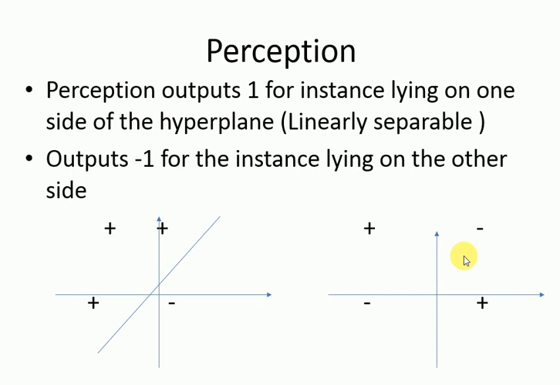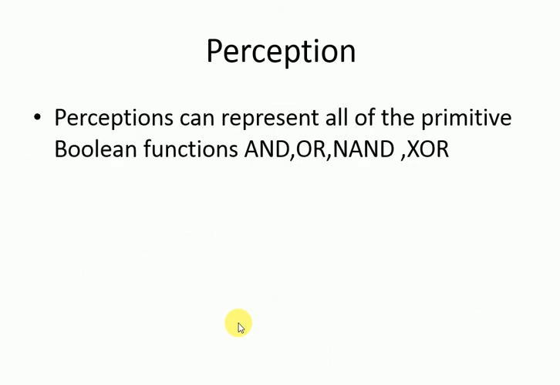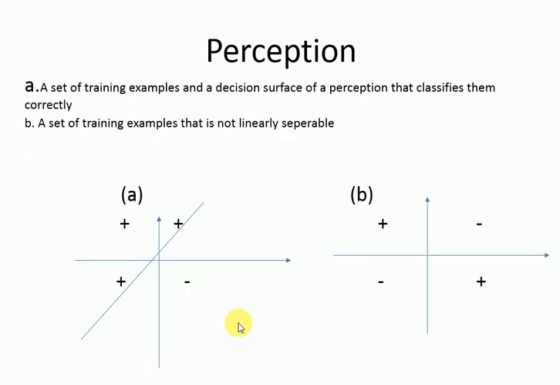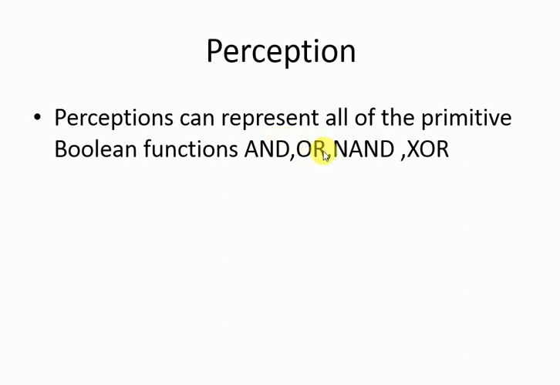Now the perceptron outputs 1 for the instances lying on one side of the hypothesis plane, which is linearly separable. This is linearly separable, with all positives on one side and negatives on the other, and this is non-linearly separable, because the positive and negative instances are distributed over the entire area. The perceptron can represent all primitive Boolean functions: AND, OR, and NAND, but not XOR.